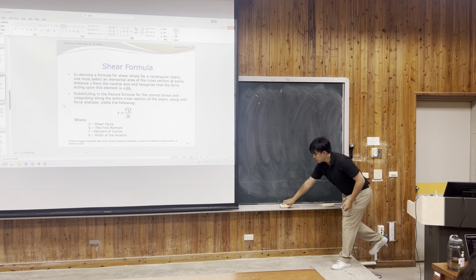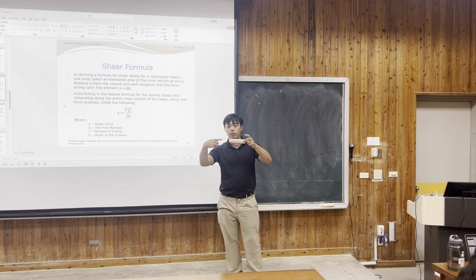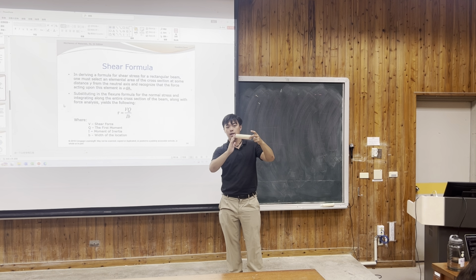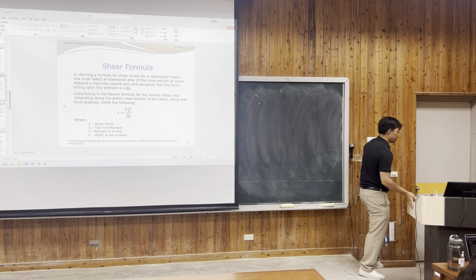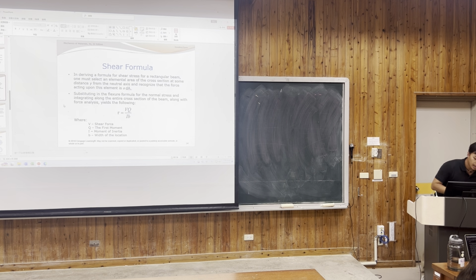So we talk about the force, the moment to this section, right? Now we are talking about the shear. So this is the equation of the shear stress. The shear formula is VQ over IB. I is the moment of inertia, b is the width of the location, the beam's width, V is of course the shear, and Q is the first moment.